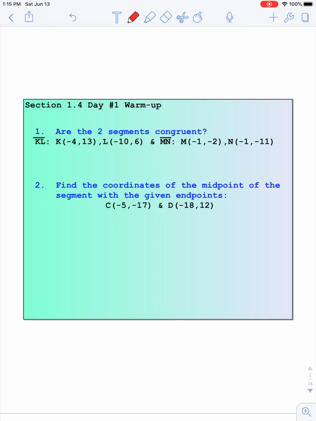Section 1.4 is going to involve looking at angles and some postulates. Here's a warm-up from what we worked on so far with segments being congruent using the distance formula and finding the coordinates of a midpoint using the midpoint formula. So why don't you go ahead and try those two questions and see if you are getting them correct.